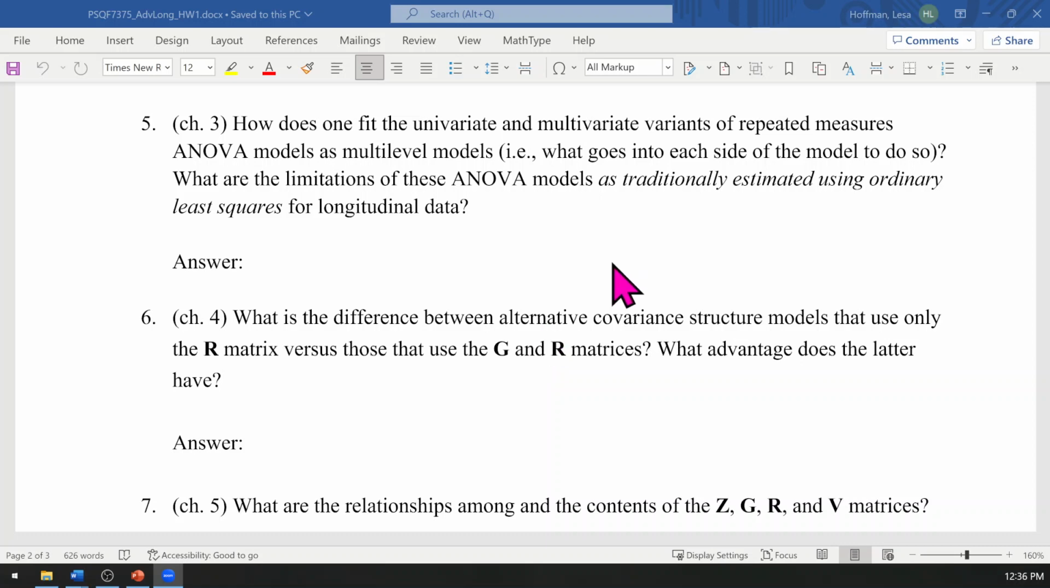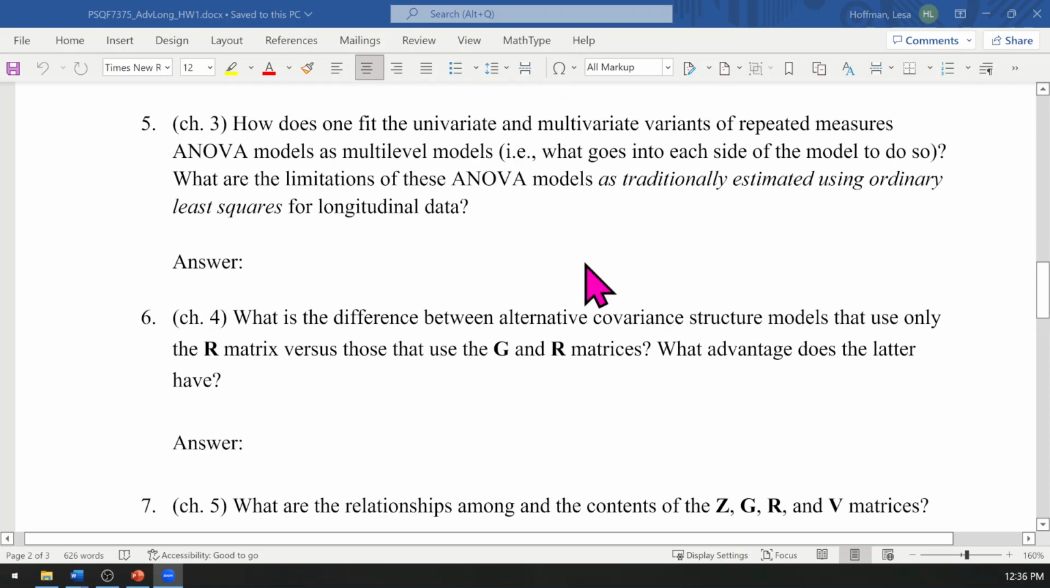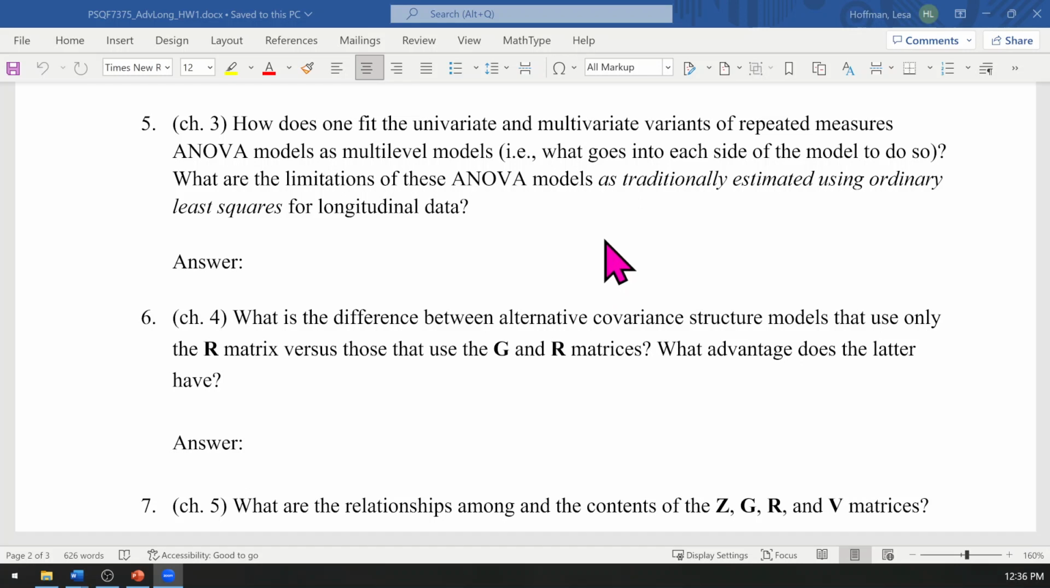All right, cool. Number 5 then says, how does one fit the univariate and multivariate variants of repeated measures ANOVA as multi-level models? I.e., what goes into each side of the model to do so? And then what are the limitations of doing this? So first question then, univariate and multivariate repeated measures ANOVA. What goes into the model for the means with respect to the fixed effects?